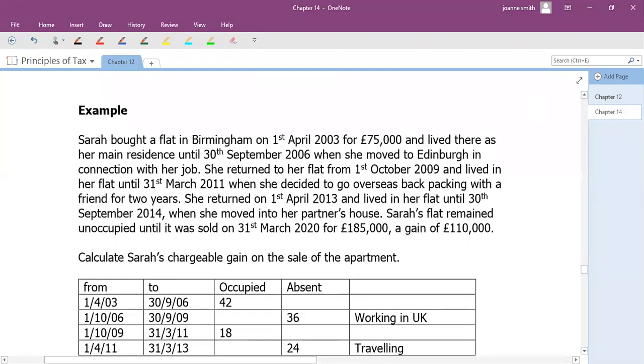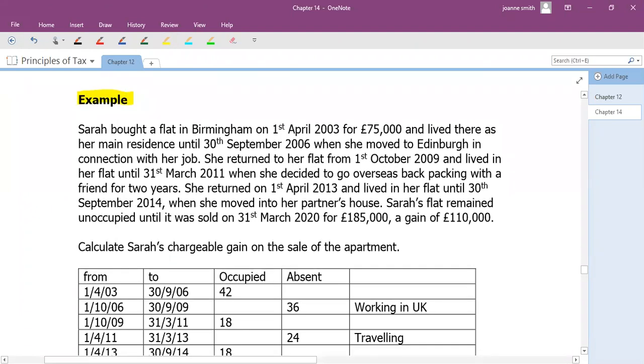So what we've got here then is an example of somebody who's got a house, and they originally bought the flat for 75,000, and in the last sentence it tells you they sold it for 185, and the difference, of course, creating a gain there of 110,000. So what we want to know is how much of that 110,000 is chargeable and how much of it is exempt.